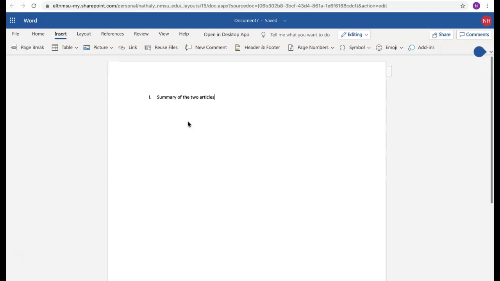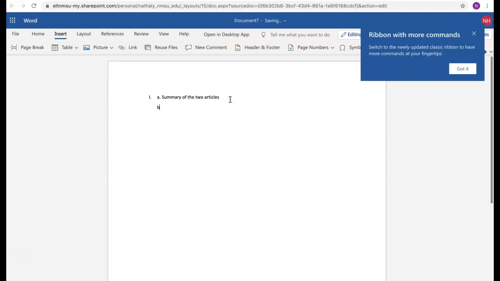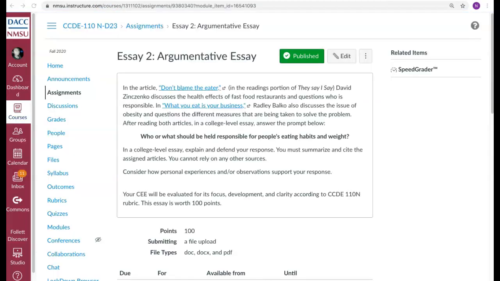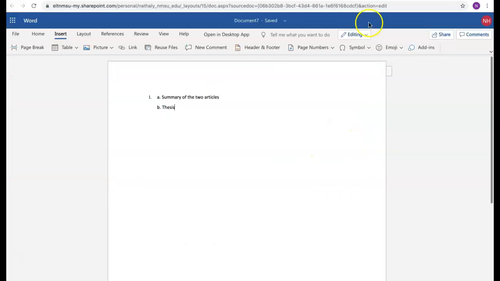So you summarize the two articles, and this is the first thing you want to do in your introduction, and then you want to have a thesis statement. Now, in this case, your thesis statement is going to be the answer to the prompt, which is, if we go back over here, the prompt asks who or what should be held responsible for people's eating habits and weight. So we go back to our thesis, and that is the question we have to answer.